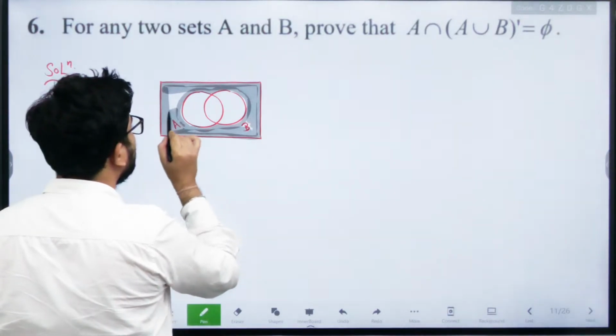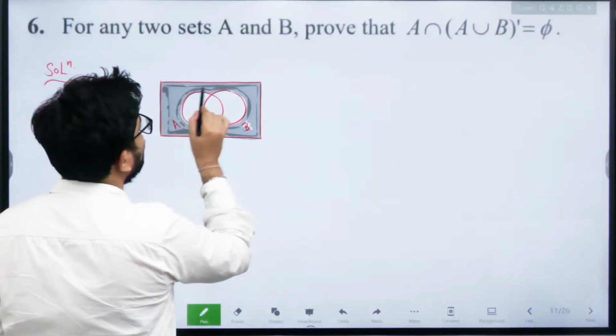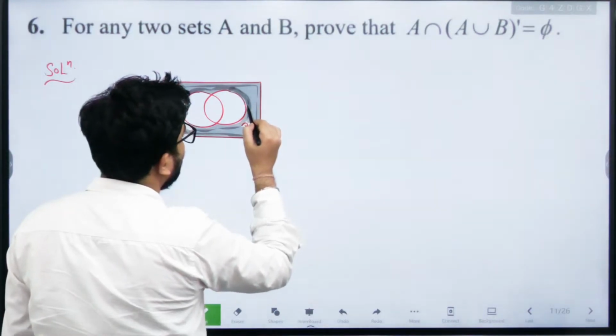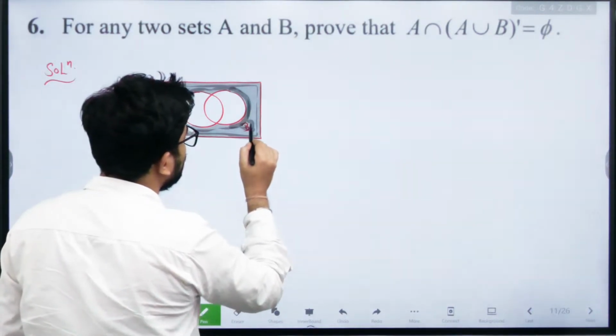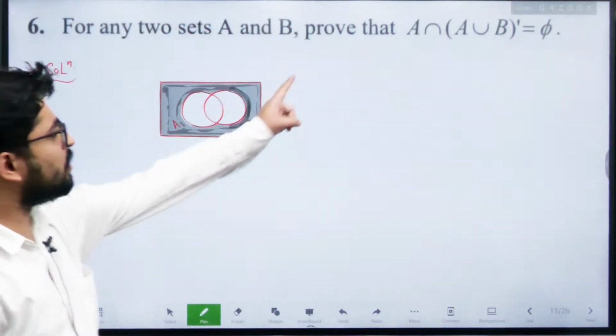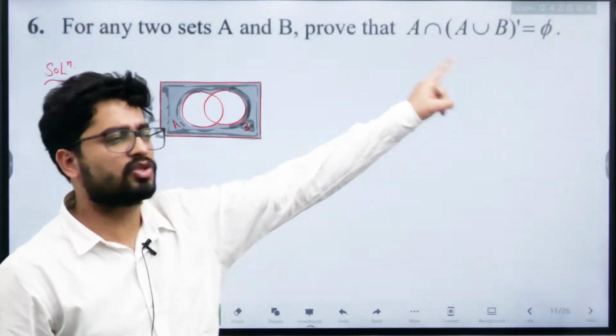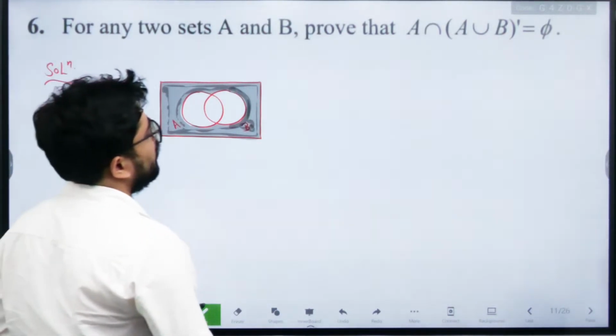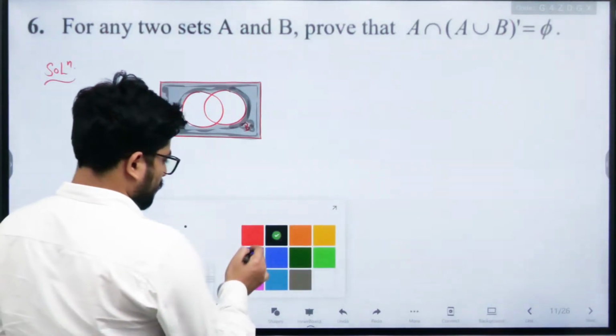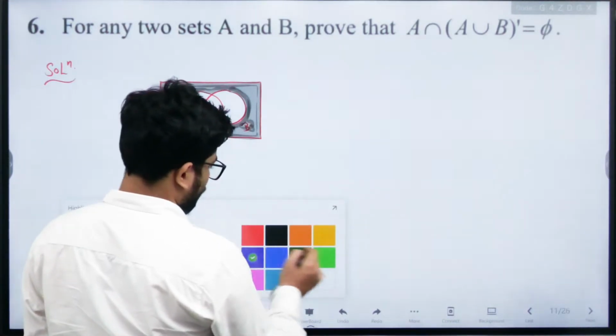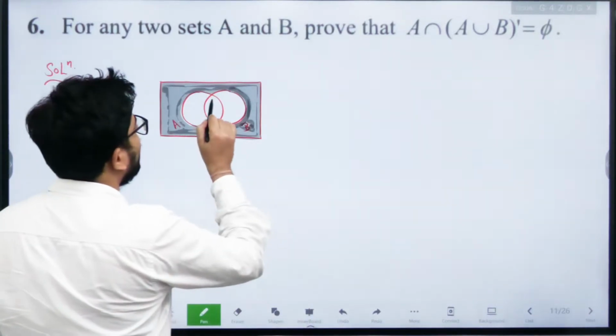This portion is A union B dash. Okay, this portion is A union B and its complement, A union B whole complement. And A is what? A is this one.